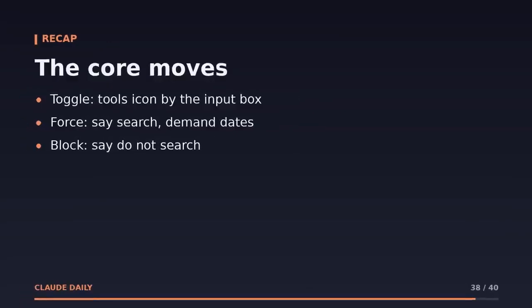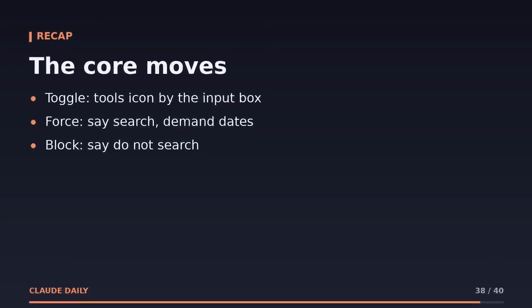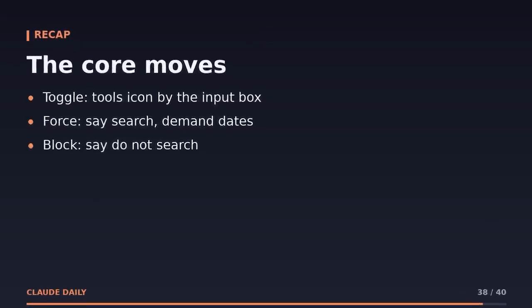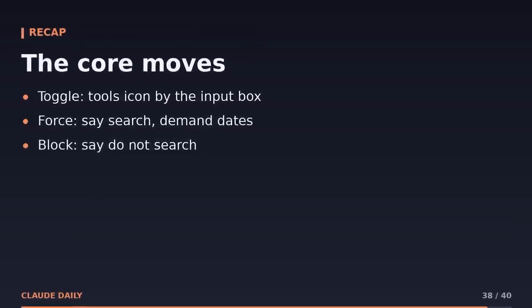Let us pull it together. Toggle search on from the tools icon by the message box. Force a search by saying search and asking for dated sources. Block one by saying do not search when you want pure reasoning.